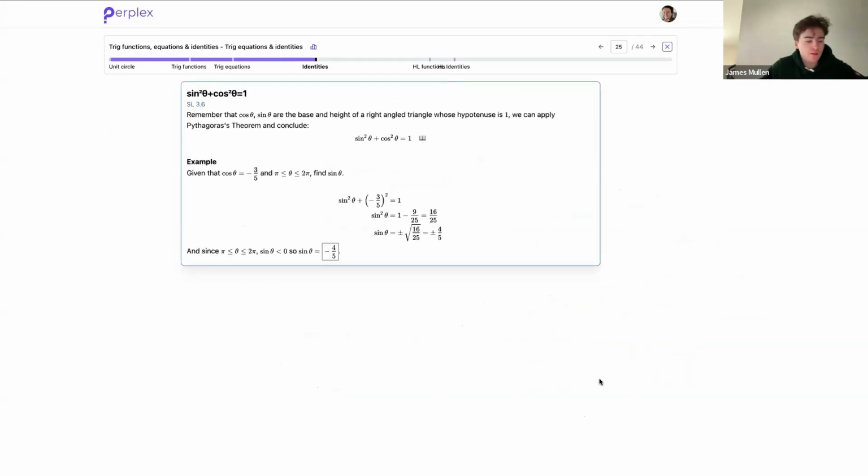Okay, now it's time to talk about trig identities. That problem that we just did probably should have been done later, but in any case, let's talk about all these identities that we have. So the first identity, and we've talked about it already, is sin squared theta plus cos squared theta is equal to 1.